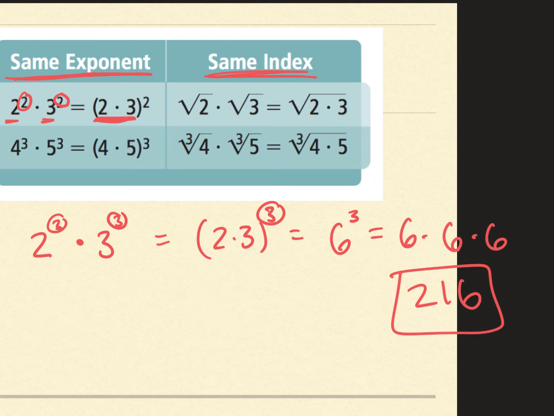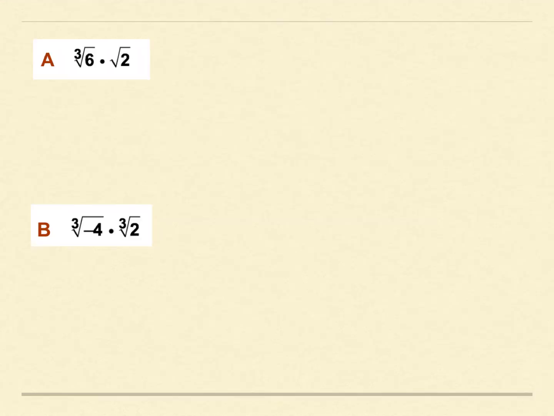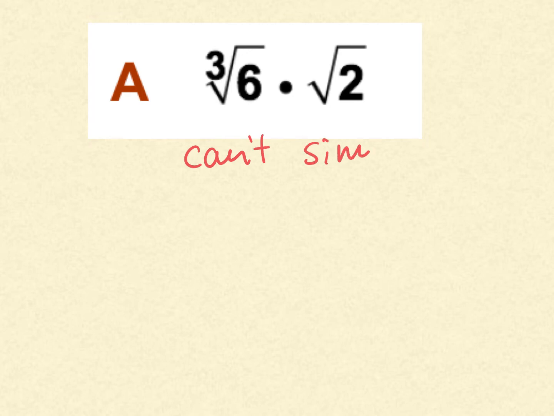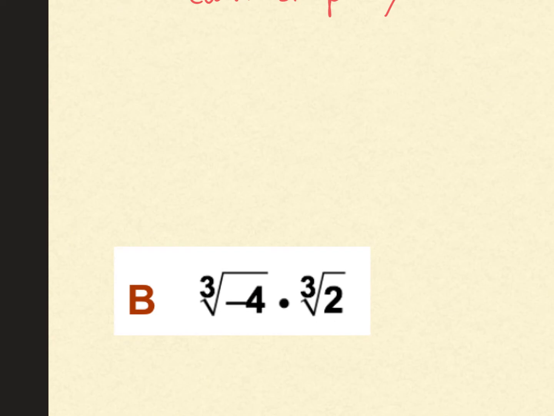So that's what we would do. Same thing, you would have to have the same index in order to combine them. So this becomes 2 times 3. So looking at example A, do we have the same index? No. So can I combine these? Nope. So we would say can't simplify. If your exponents are not the same or your indexes are not the same, you cannot simplify them. You can say can't simplify, can't divide, or can't multiply. Here we can't multiply.